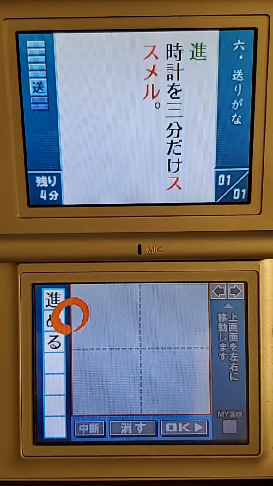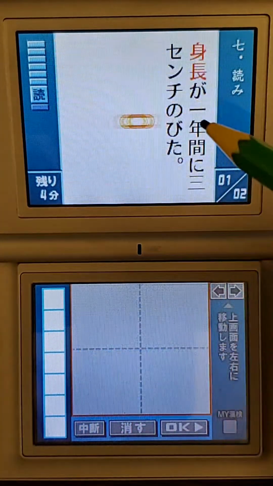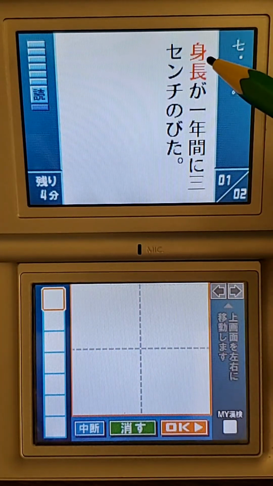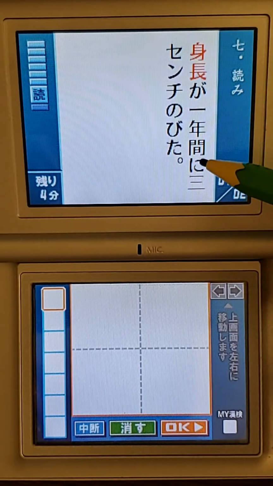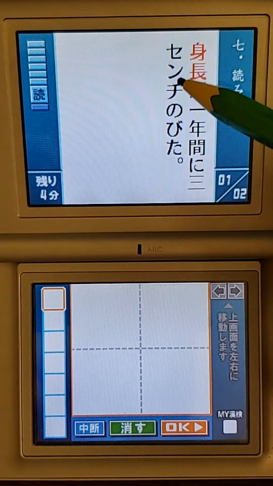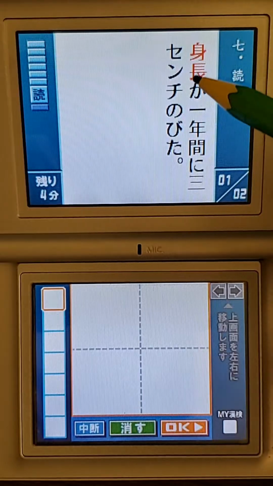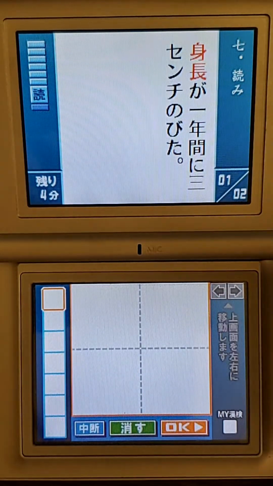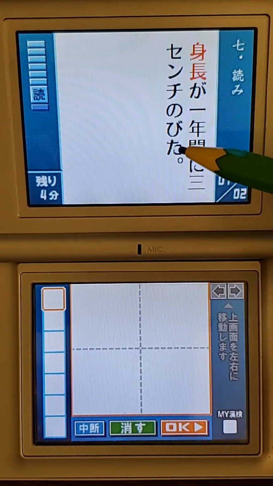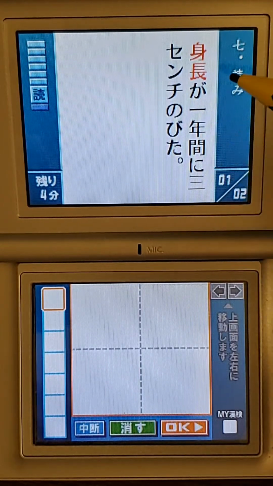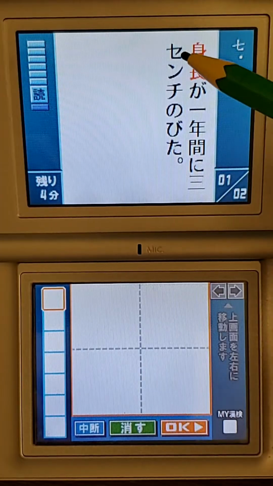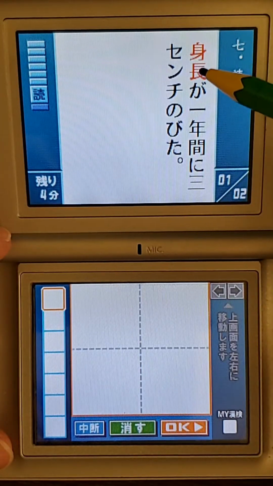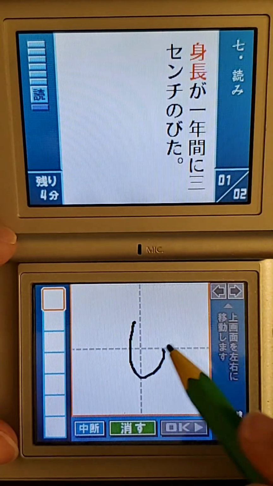Yeah, that's right. That looks right. All right, this one. 身長が1年間に3センチ伸びた. So 身長 is height. 1年間 is 1 year of time. And then 3センチ伸びた. So someone, or I, grew 3 centimeters in a year. So 身長.